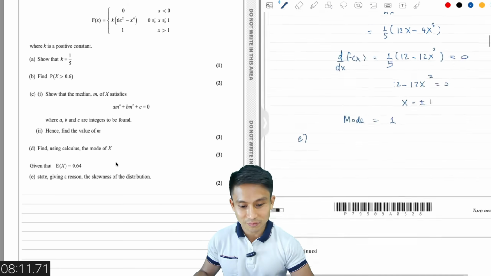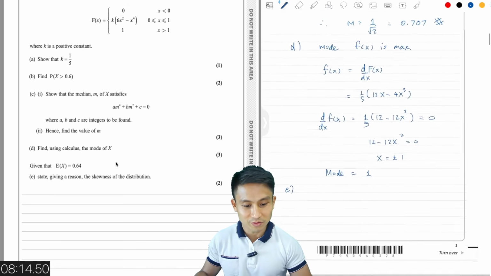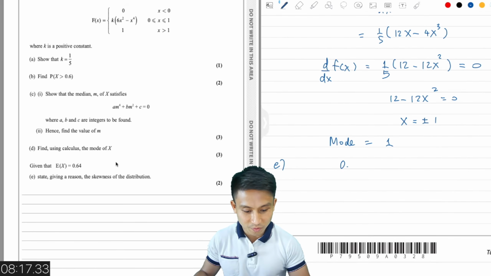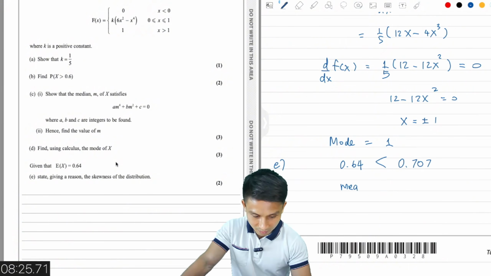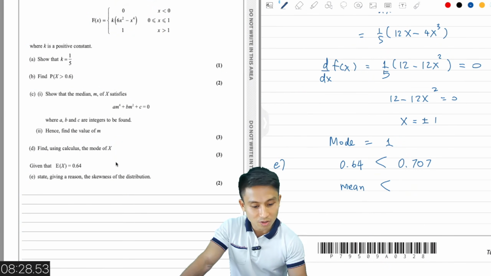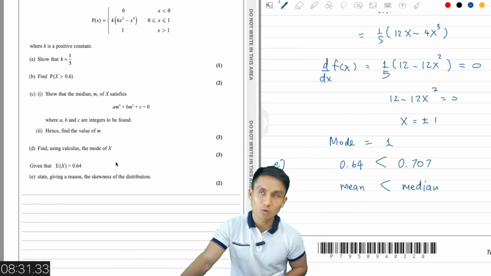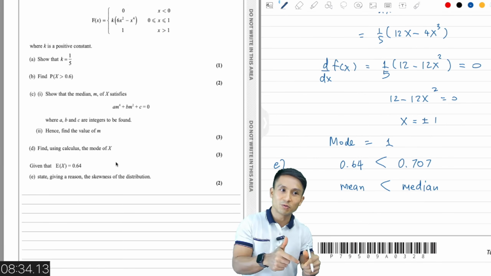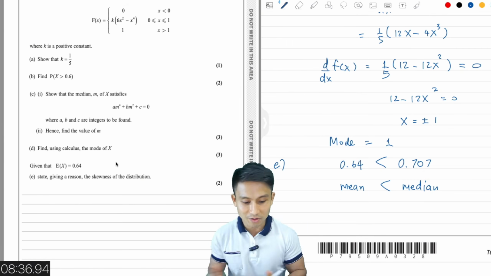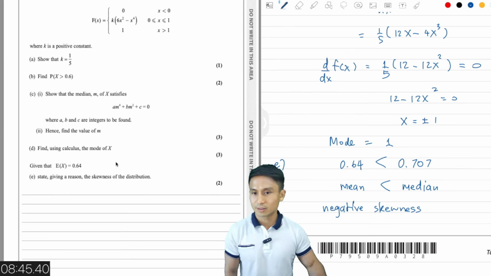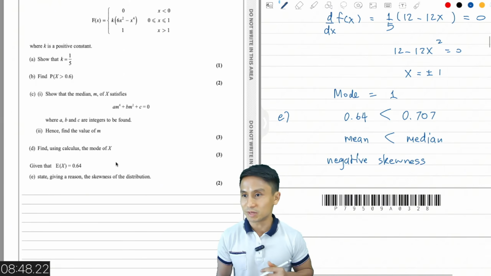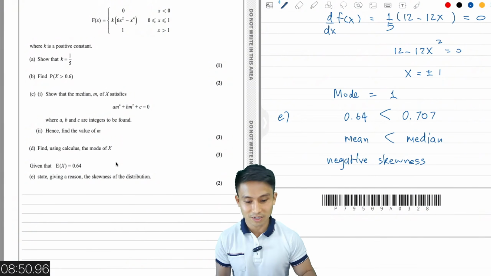So the median was 0.707, right? So 0.64 is smaller than 0.707. So that means the mean, which is the expected value here, is smaller than the median. Well, if the mean was greater than the median, then it would have been a positive skewness. But this is the other way around, so this is negative skewness, yeah? Okay, that's it. And that's it. So we say mean less than median. That's the reason, actually. So this is negatively skewed.